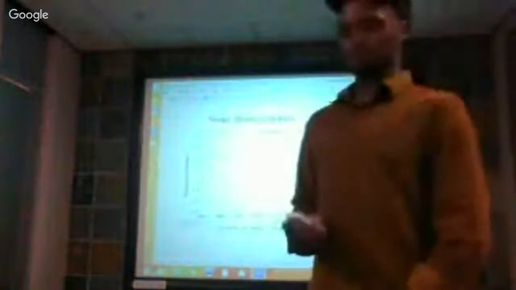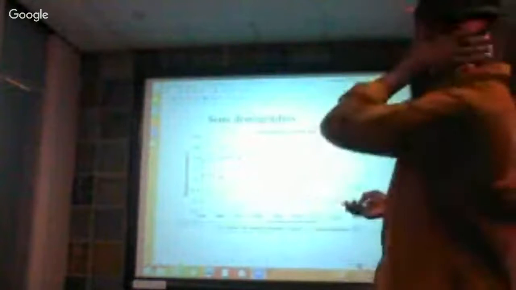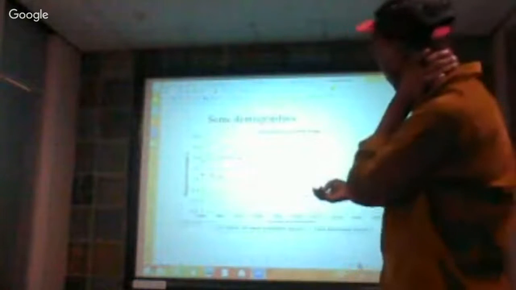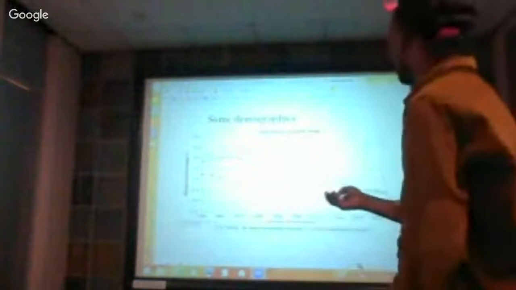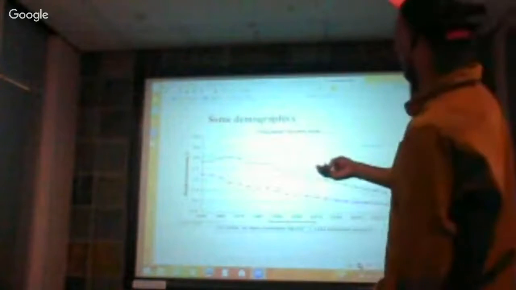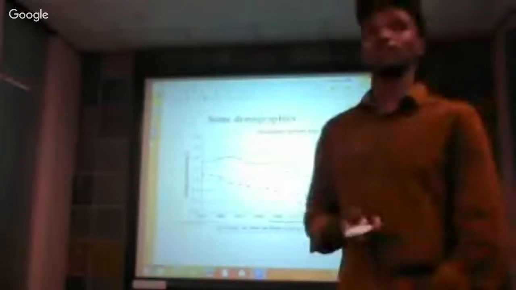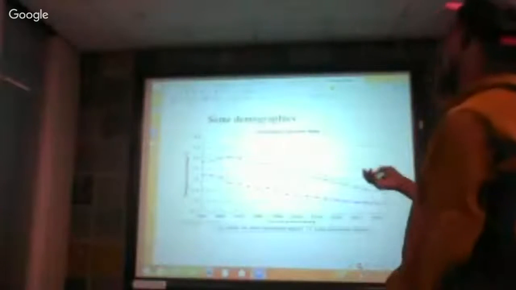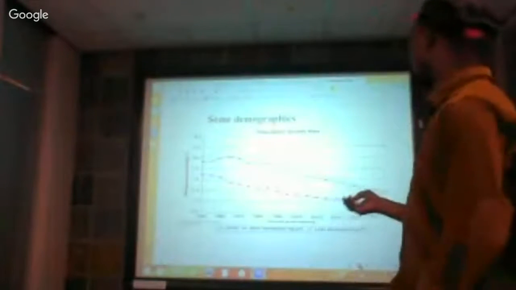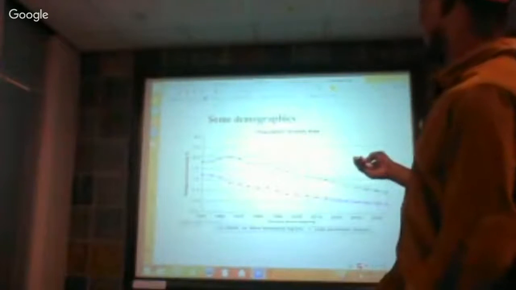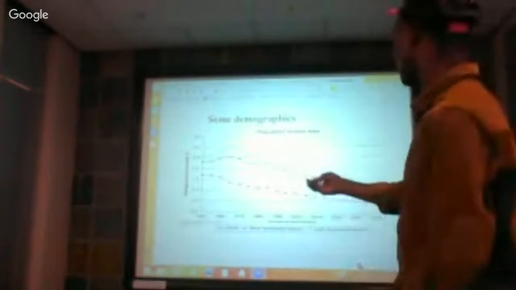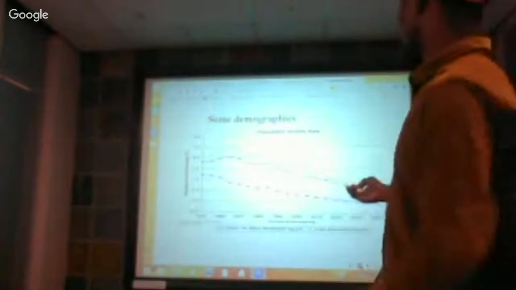Demography is defined as the study of human population. This graph illustrates population growth. The pink one shows the world average population growth, the green one shows the average population growth of less developed countries, and the blue one shows that of more developed regions.